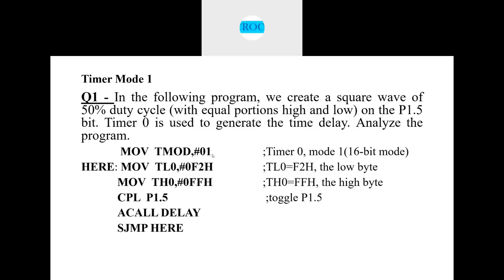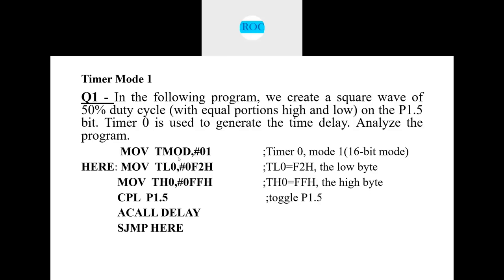You can write it as H or not, because from 0 to 9 it's still the same, right? So you can write it as TMOD comma 01 here, so that the M0 bit is 1 and the M1 bit will be 0. When I say 1 here, it is 0001, so bit 0 will be 1 and bit 1 will be 0. Does everyone understand this? What do you mean by 01 there?